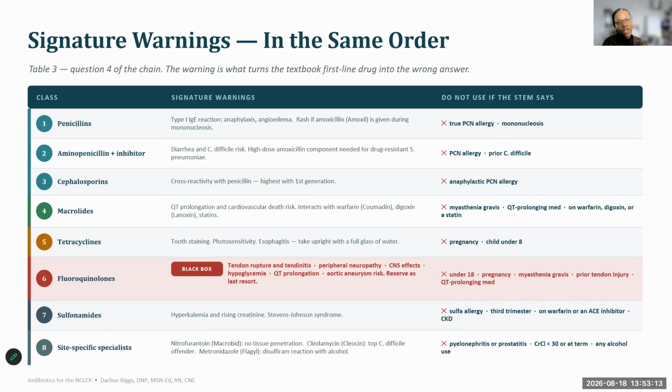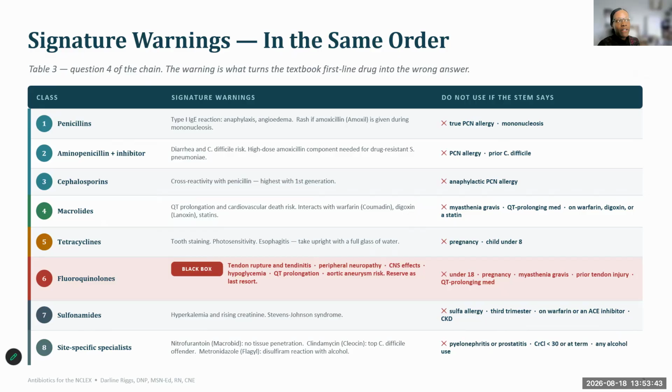If I give you this question and tell you it's a teenager or they're 16, you are not going to give a fluoroquinolone. They're pregnant, you are not going to give a fluoroquinolone, right? Myasthenia gravis, history of prior tendon injuries, right? Eliminate all these fluoroquinolones. Okay, you see when we start with the macrolides, the tetracyclines, the fluoroquinolone, there's a few things you need to keep in mind.